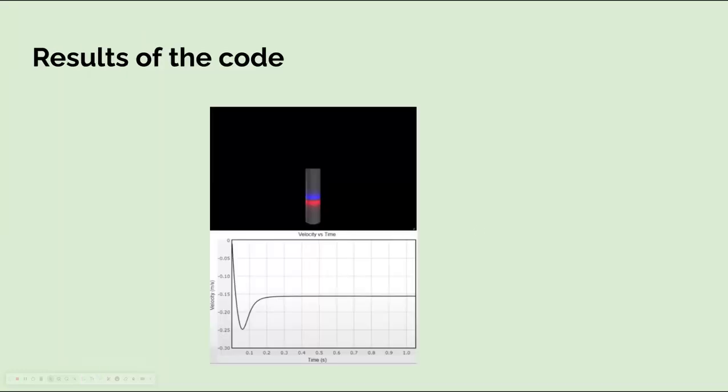The result of the code is this graph, which creates the red and blue, which are sort of the poles, the north and south end. This is the graph that was created using our velocity and time.